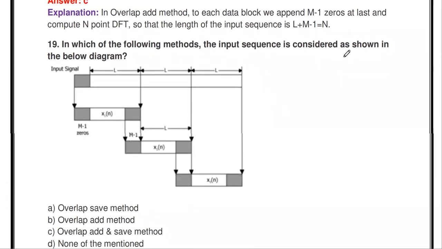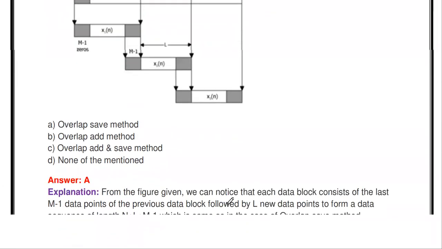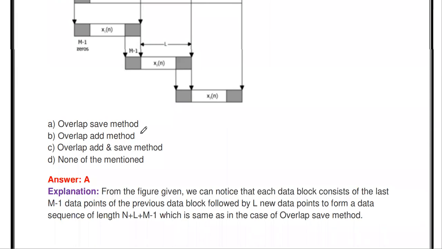In which of the following methods is the input sequence considered as in the following diagram? So this is the input signal. The input signal is first split into sections of size L. Then you see, while designing x1 of n, the L data are preceded by m-1 zeros. Similarly, in the second section x2, the L new data are preceded by the last m-1 data from the previous block. So this method of designing the input sequence is said to be: overlap save method, overlap add method, save and add method, none of the above.